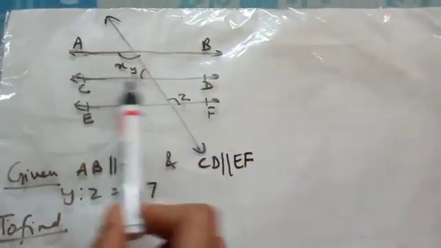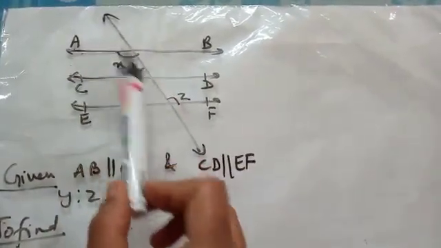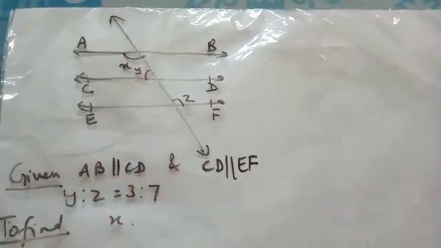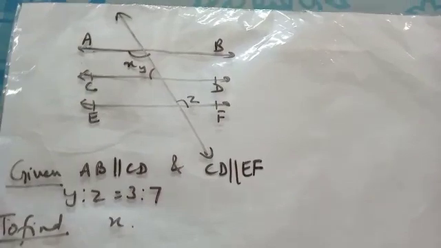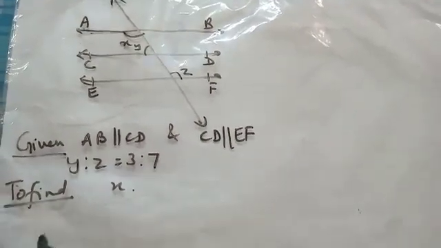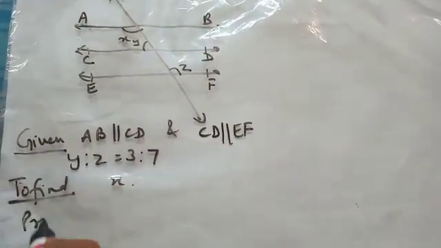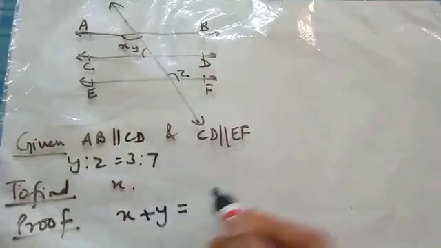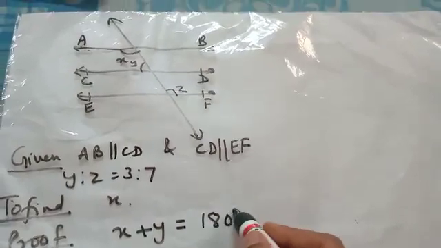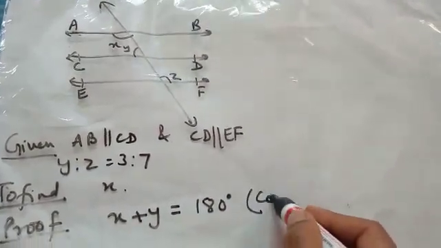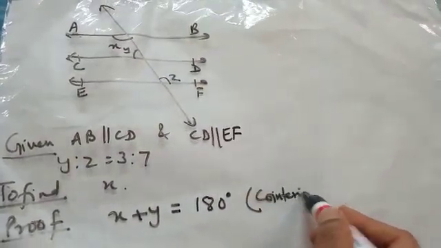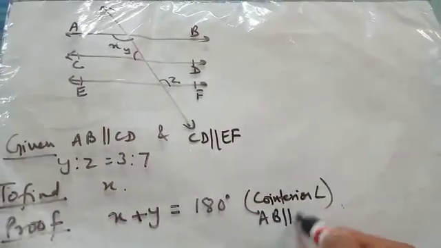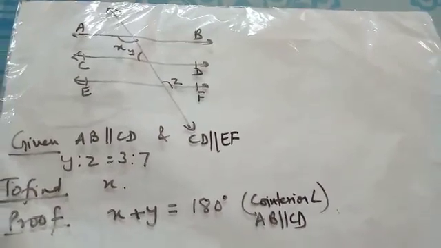Now these two lines are parallel and x and y are these two angles in the co-interior of it. That means x and y are co-interior angles, and if the lines are parallel, then co-interior angles add up to 180 degrees. So I am writing in the proof part that the sum of these two angles x plus y is equal to 180 degree, and the reason here is co-interior angle. And these co-interior angles, as the lines are parallel, therefore the sum is equal to 180 degree.